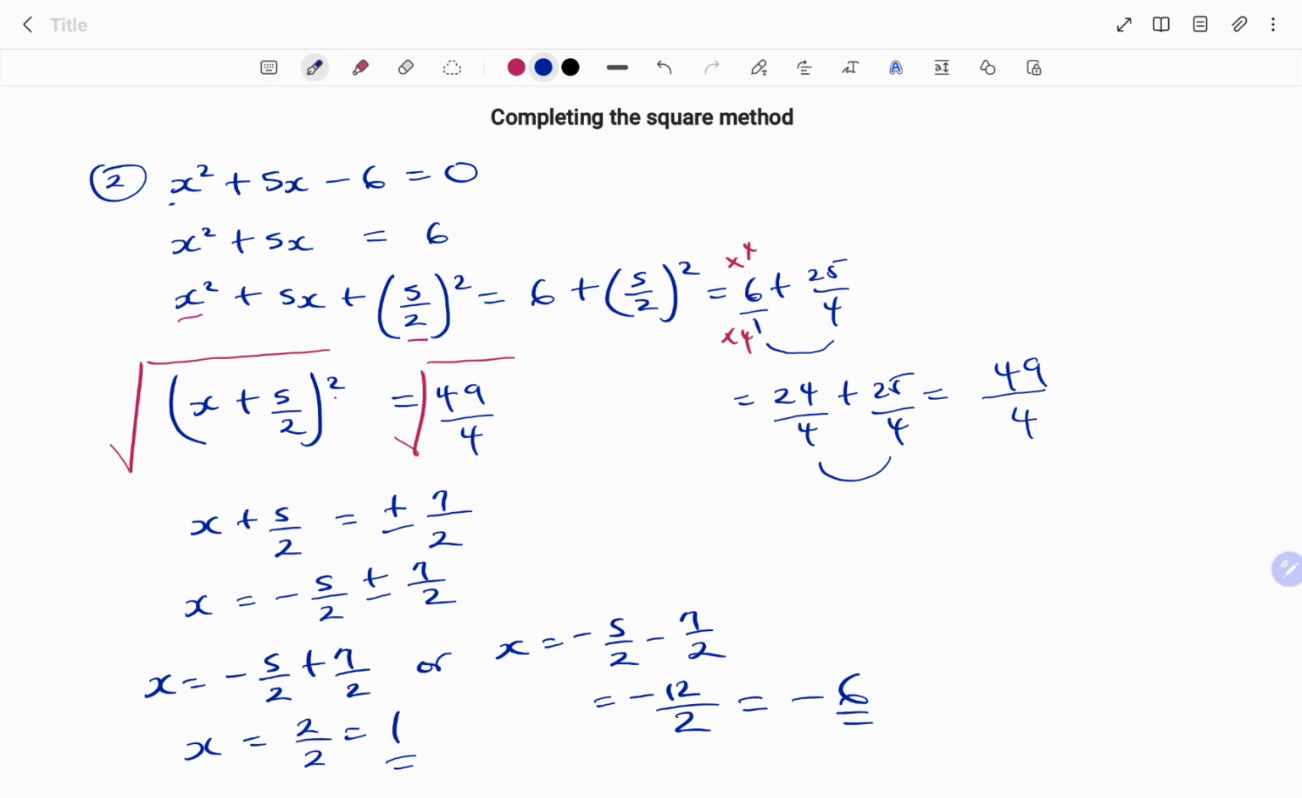Let's look at more examples. To complete the square, I need to make sure that the coefficient of x squared is 1. In this example, the coefficient of x squared is 2. So the first step is to divide through by the coefficient of x squared, which is 2.